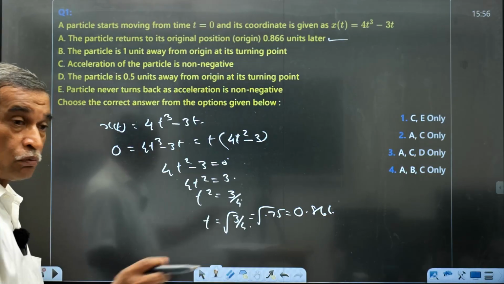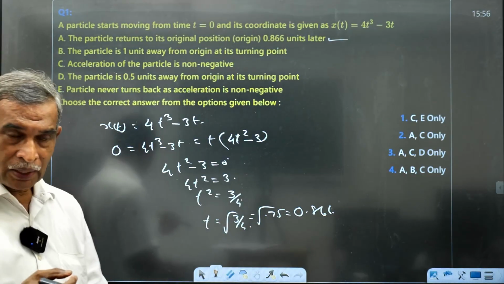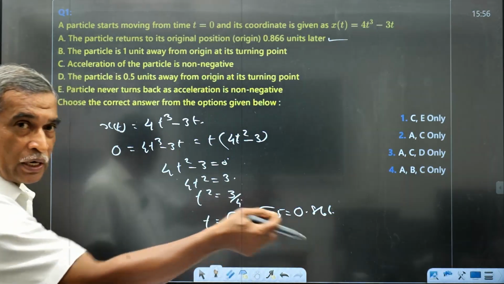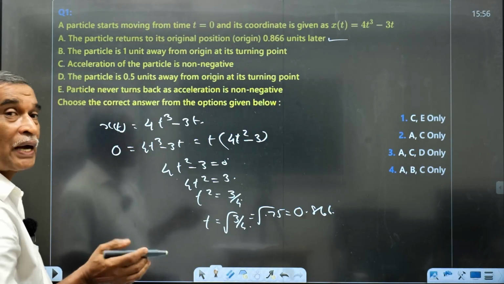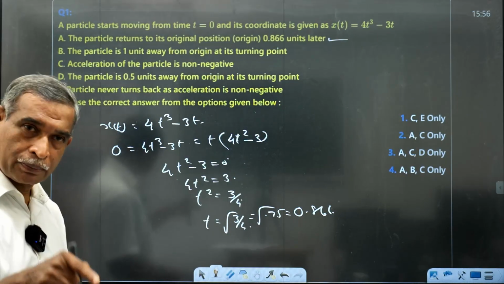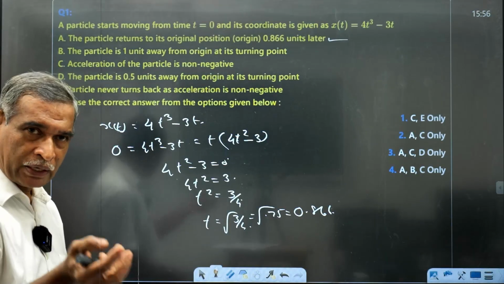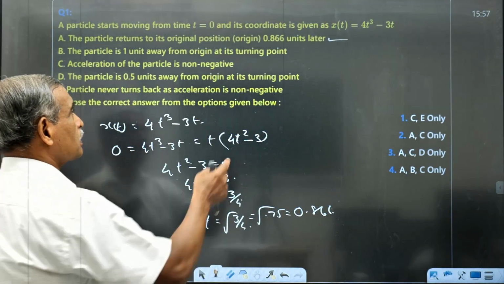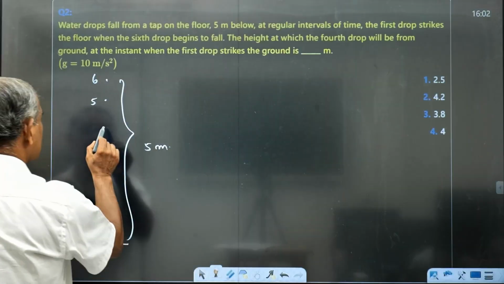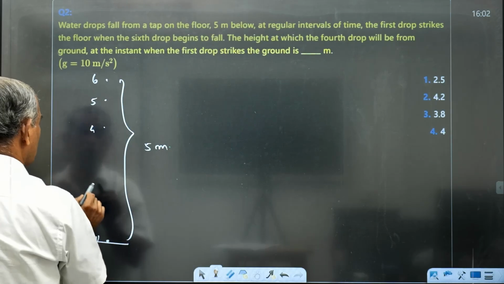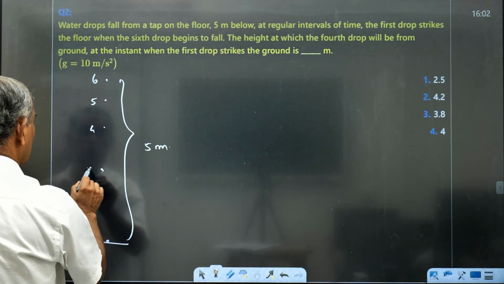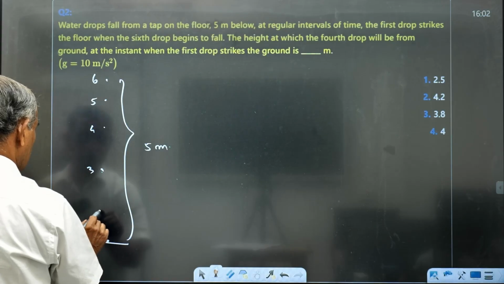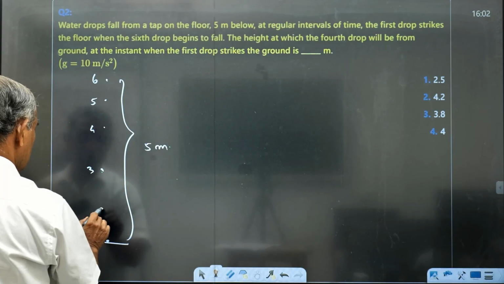The velocity when the body returns at the extreme or turning point must be zero. So we have to find out at what time velocity becomes zero. We find that time and substitute in this equation. This is the position of the fourth one. This is the position of the third one. And this is the position of the second one, say.